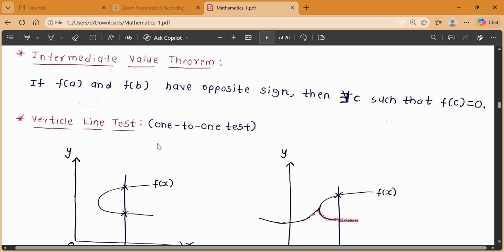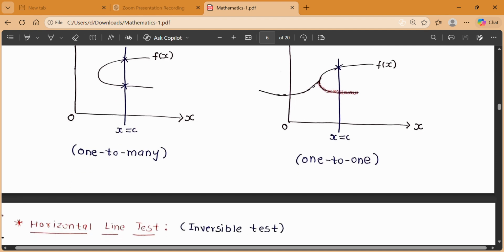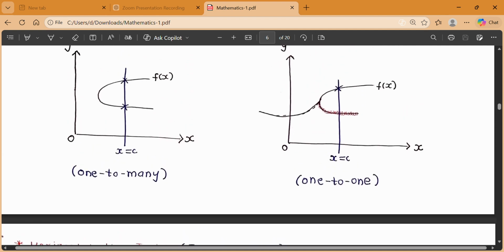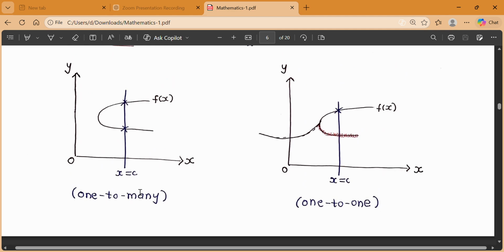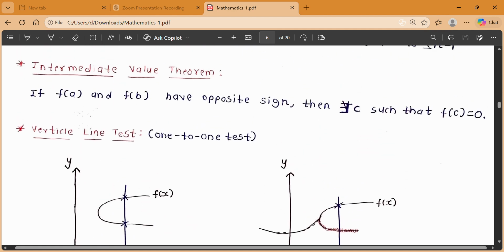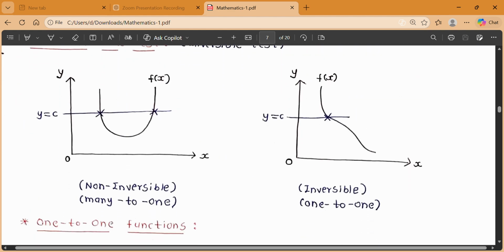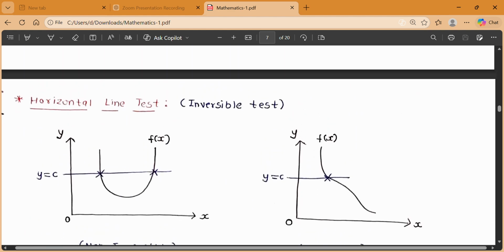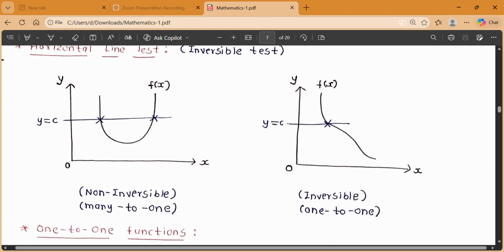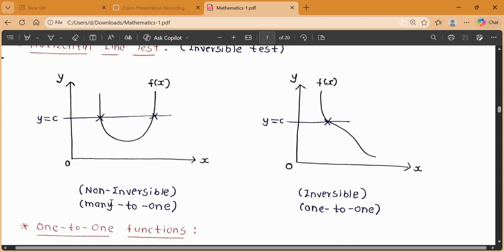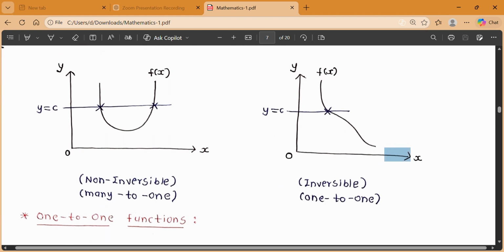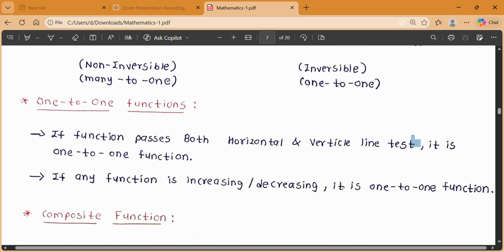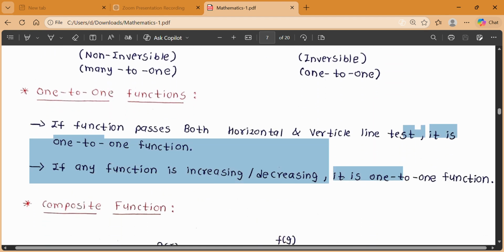Vertical line test, one-to-one test and horizontal line test. In the vertical line test, one-to-many is not a function and one-to-one is a function. Horizontal line test: invertible. This is not a function. Non-invertible is many-to-one. One-to-one is an invertible function. A one-to-one function passes both the horizontal and vertical line tests.